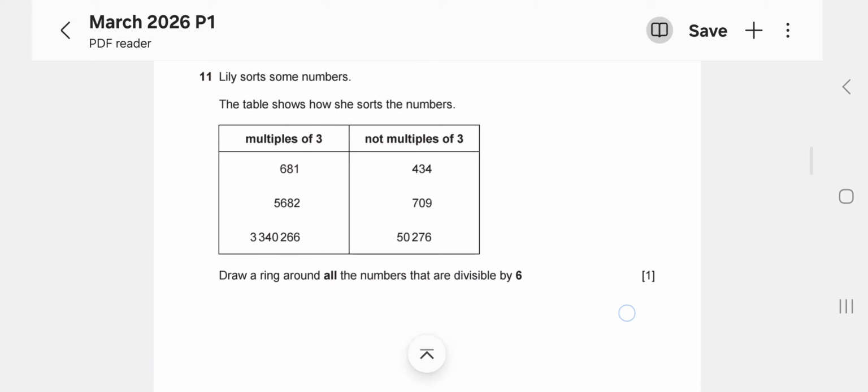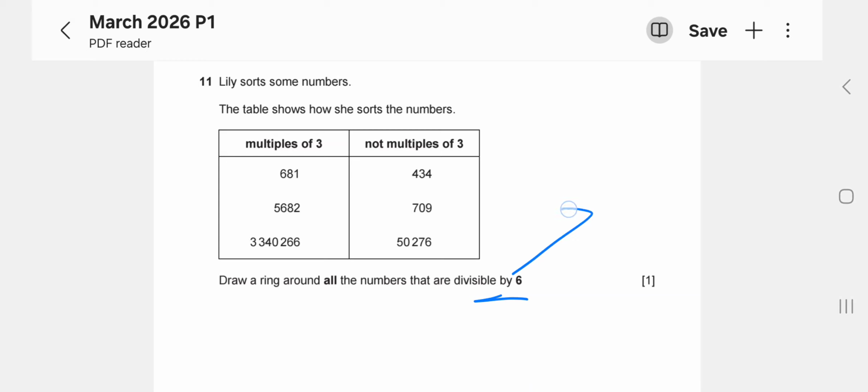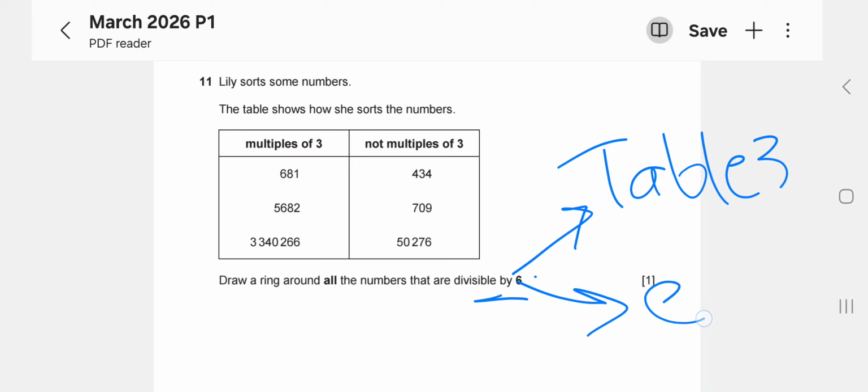Multiple of 3, divisible by 6. Okay. What are the divisibility rules for 6? For divisibility by 6, the number must be in table 3, and it must be an even number. So this row here is not a multiple of 3, so I will exclude it all.